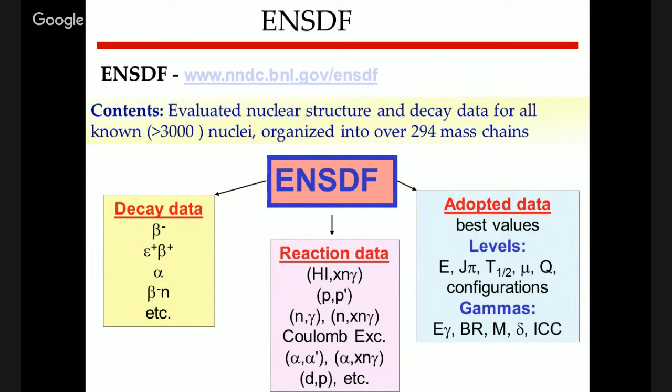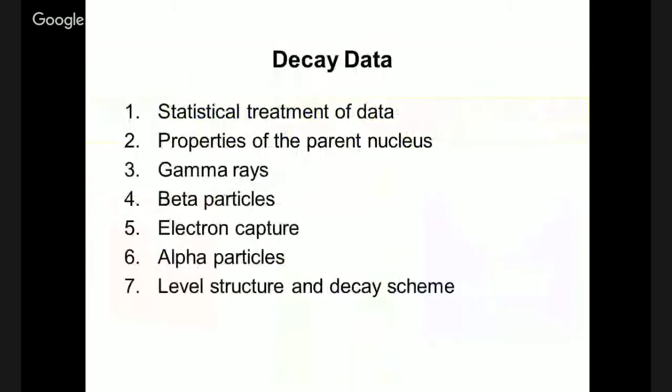For each level, we have an energy, spin, half-life, magnetic moment, quadrupole moment, and configuration if possible. For gammas, we have E gamma and multipolarity, branching ratios, mixing ratios, and internal conversion coefficients. Let's see if I remember this. Okay, let's go to the decay data.